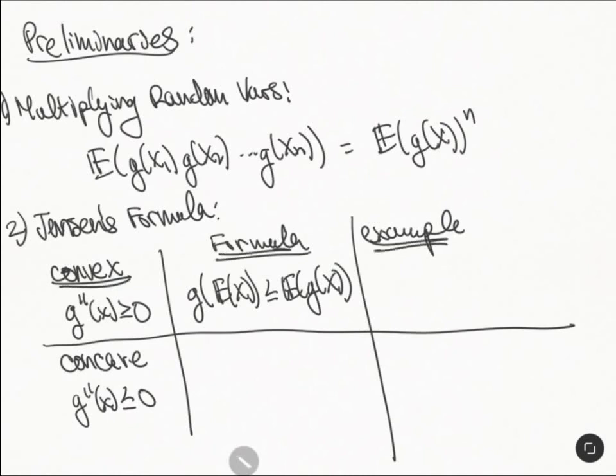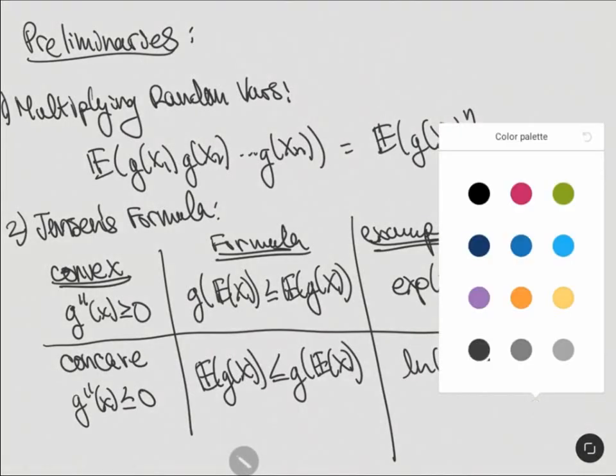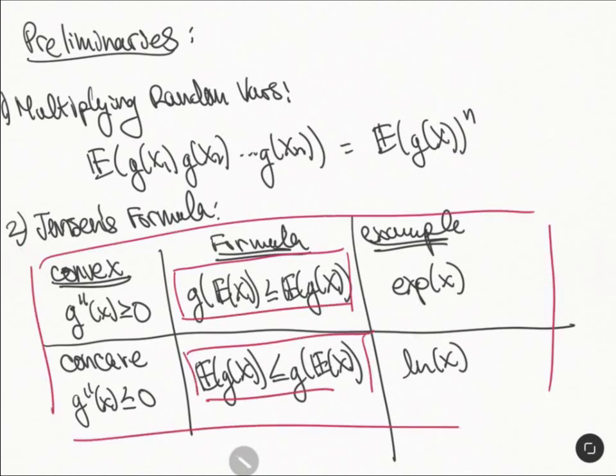What's a function that does this? The exponential. It's the opposite for concave functions. That is, we expect the expectation of the function to be less than or equal to the function of the expectation. Here the classical example is the natural log. So these are the two formulas that we need.